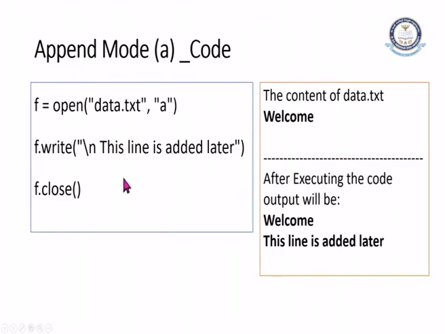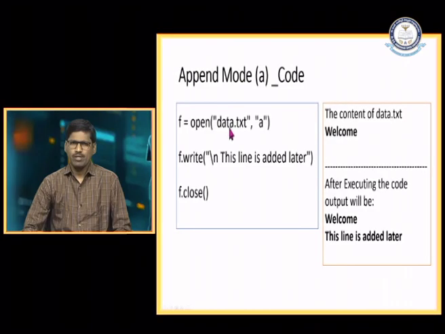Now, how to implement this? How to write the code? While opening a file, we need to write the file name, and this is important in this example: a indicates we are opening the file in append mode. The file I want to open is data.txt, and assume that the content we have in data.txt is "welcome".